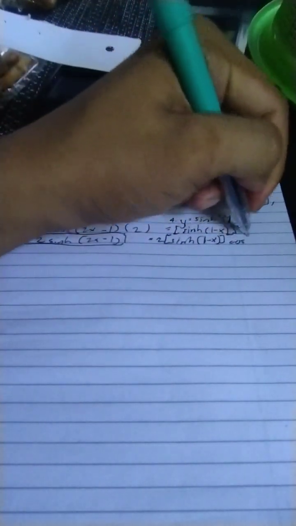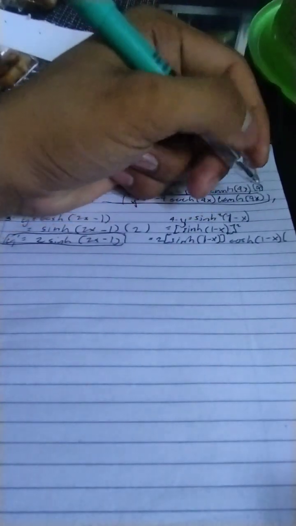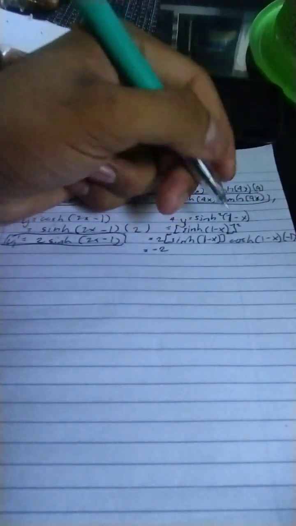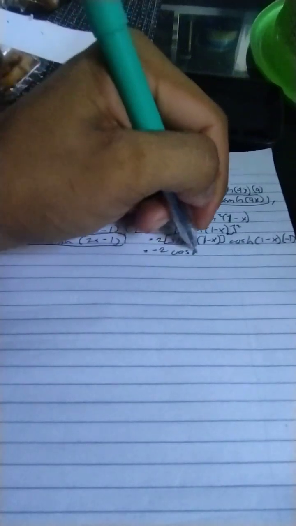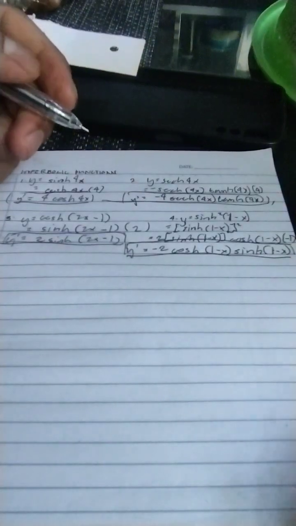Then ito naman yung derivative ng hyperbolic sine is hyperbolic cosine. Then copy the angle 1 minus x. Then the derivative: 1 is a constant, negative x is negative 1. Next is negative 1 times 2 is negative 2 hyperbolic cosine of 1 minus x, and the hyperbolic sine of 1 minus x. The final answer is y prime is equal to negative 2 hyperbolic cosine of 1 minus x and hyperbolic sine of 1 minus x.